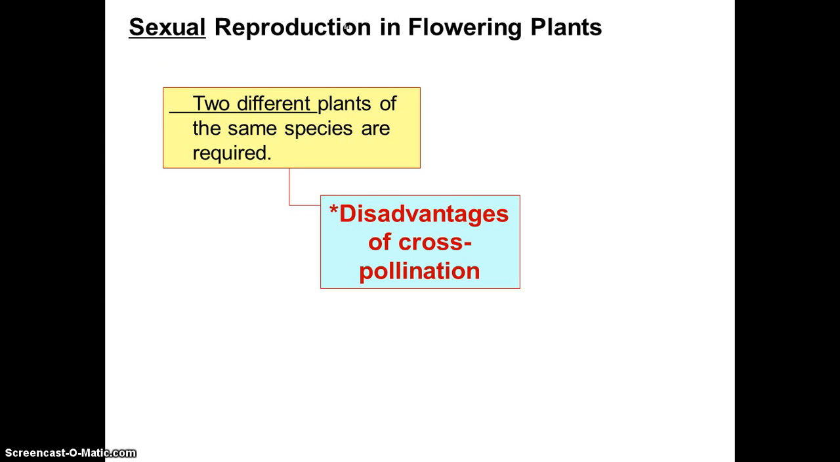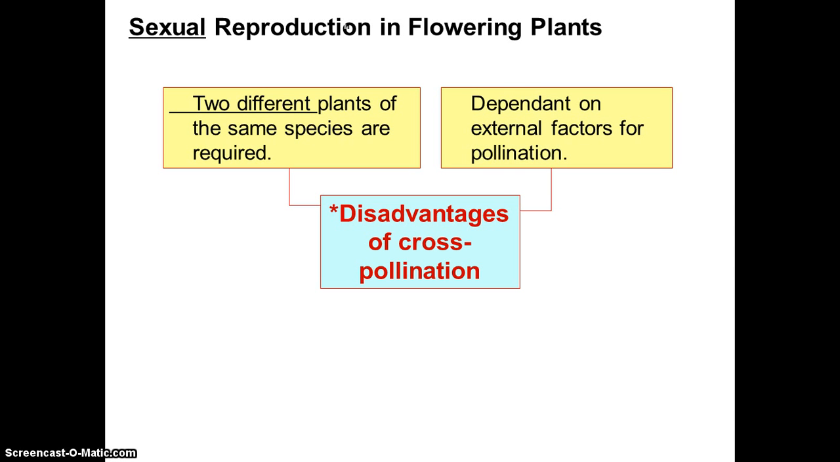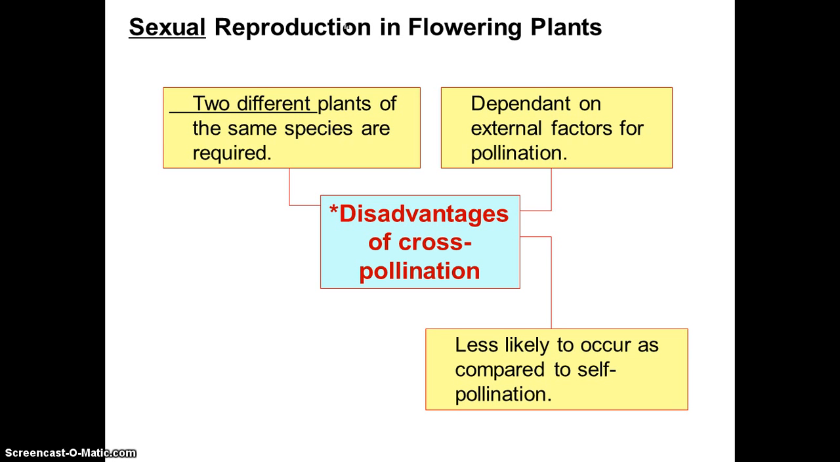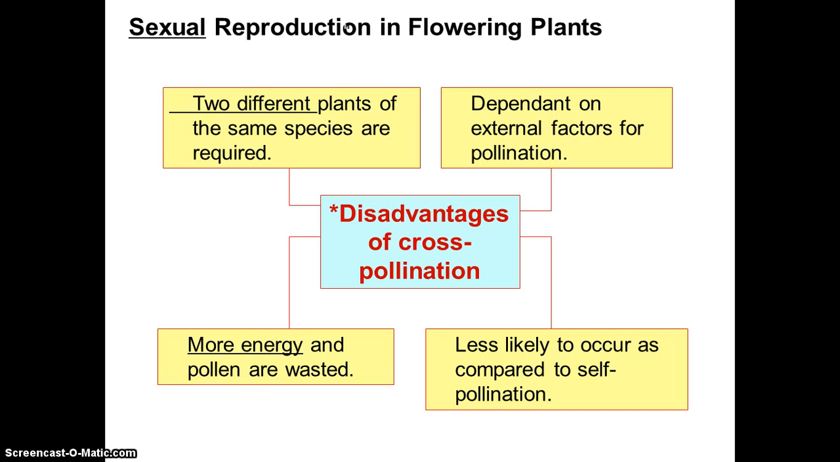However, cross-pollination requires two different plants of the same species, and it depends a lot on external factors. For example, external agents of pollination like wind and insects are required. Cross-pollination is less likely to occur as compared to self-pollination, since it requires two parent plants and hence more energy, and the pollen is wasted.